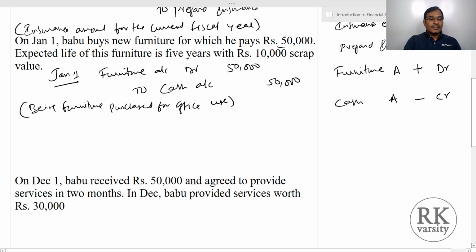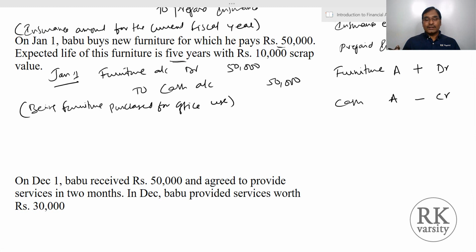Now on December 31st, you have to write another entry because this furniture which you bought for 50,000 rupees has an expected life of 5 years. That means you are using this furniture for 5 years. But from this 50,000, how much of the amount you use for this particular year, that we call depreciation.